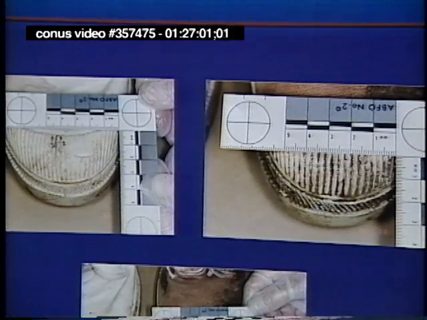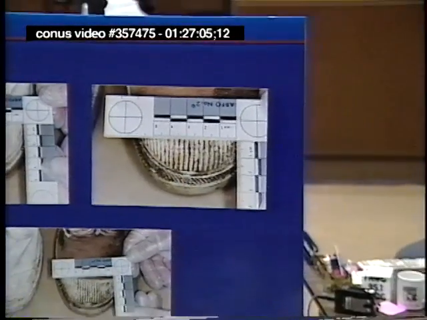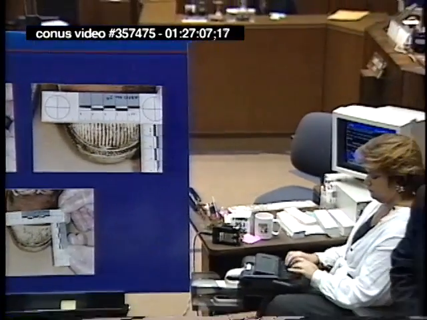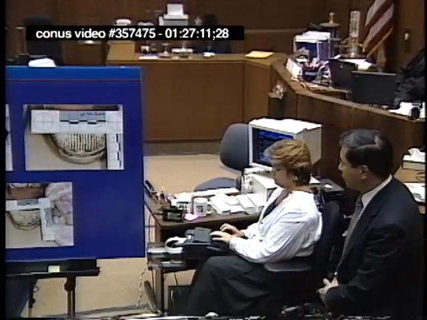And is there any question you were asked on cross-examination that changes your opinion that this is a fresh cut with a sharp instrument? No, it will not change my observation. Thank you.